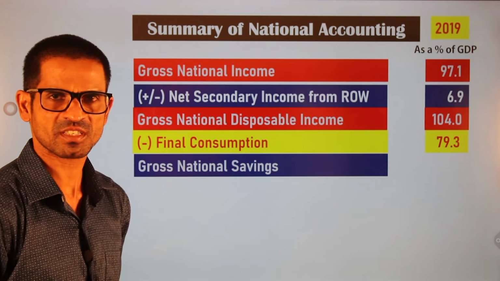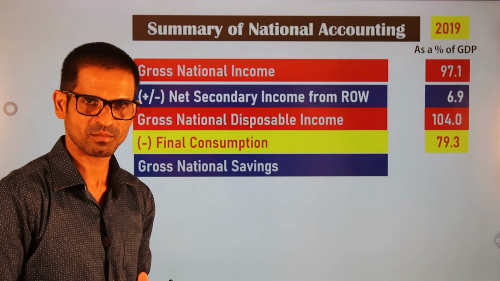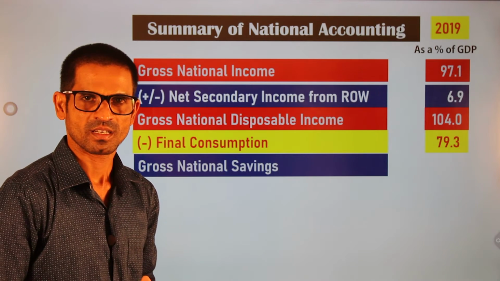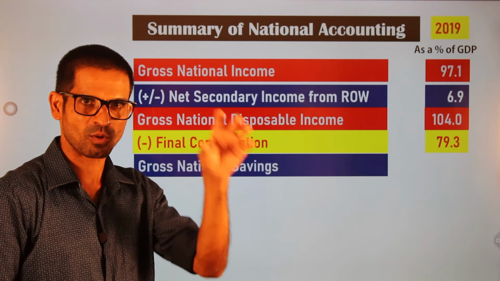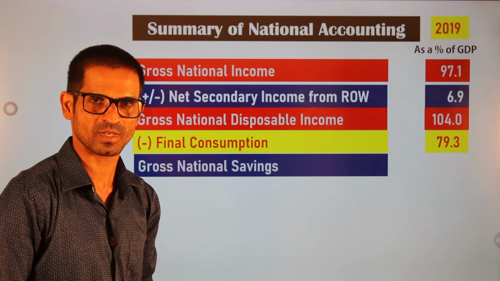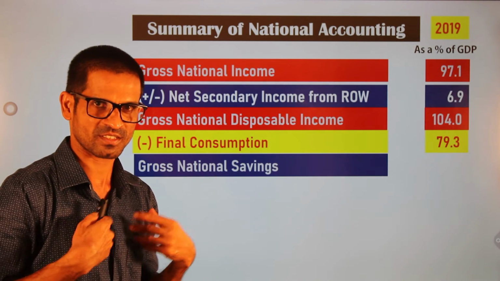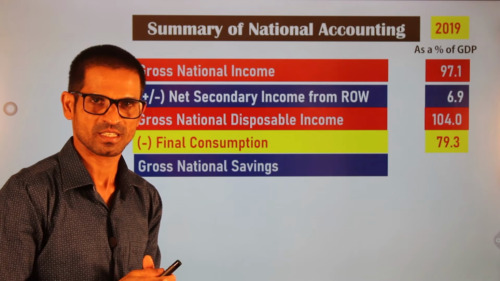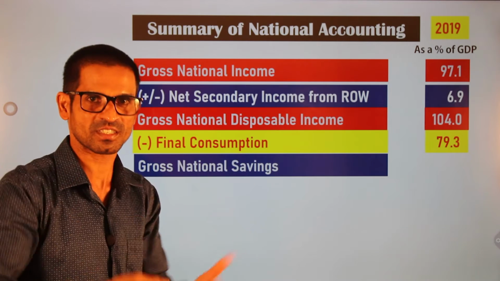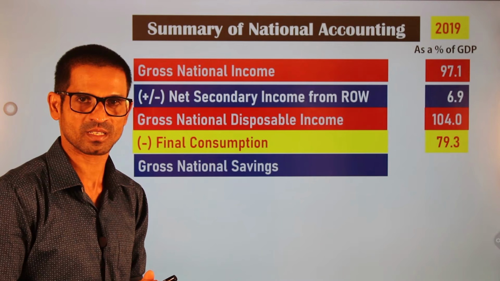Gross national savings consist of investment, net exports, net primary income from rest of the world, and net secondary income from rest of the world. Those last three components, net exports, net primary income and net secondary income from rest of the world, are related to rest of the world transactions. Sri Lanka's transactions with rest of the world. Net exports, that means exports minus imports, that is with foreign countries. Net primary income from rest of the world, net secondary income from rest of the world.